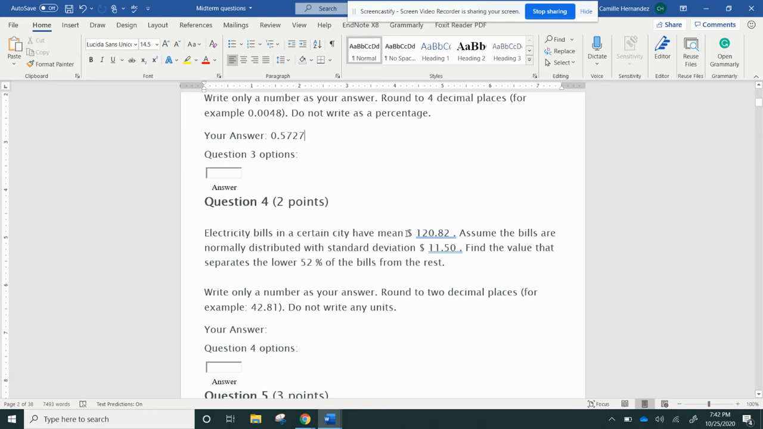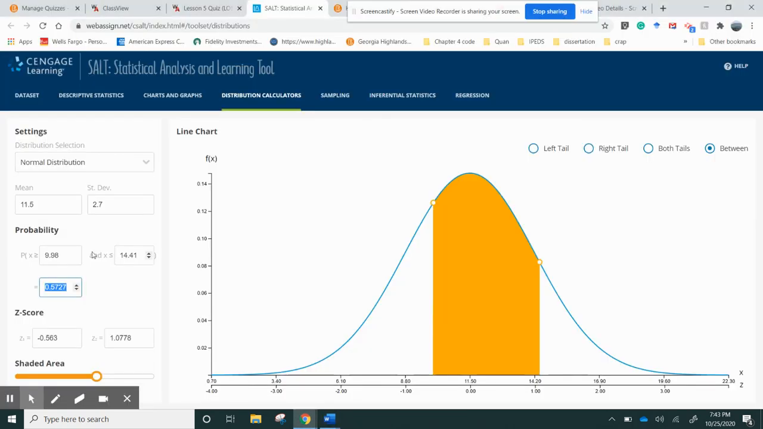Electric bills in a certain city have a mean of $120.82. Assume the bills are normally distributed with a standard deviation of $11.50. Assume that the value separates the lowest 52% of the bills. All right, I'm going to do that, lowest 52% of the bills. Again, I am going to go to SALT.